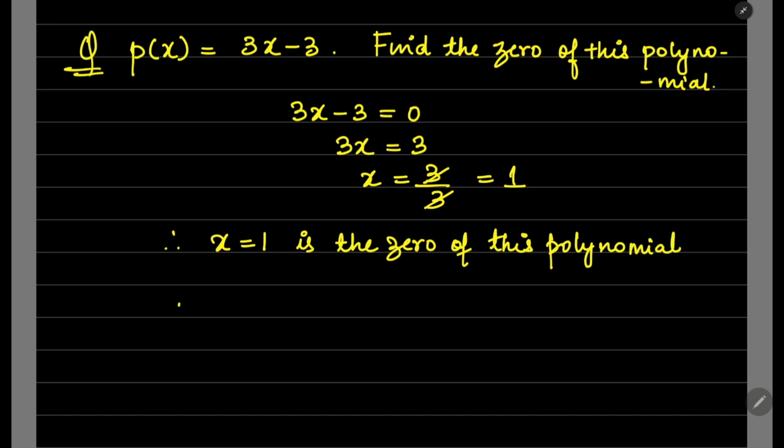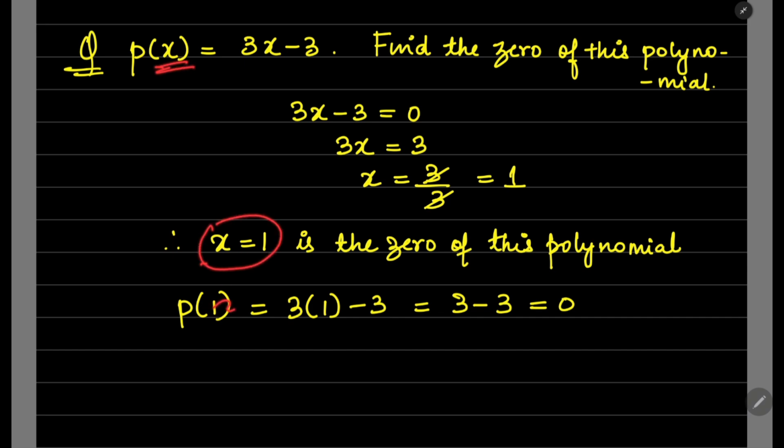So if you substitute P of 1, what will you get? 3 into 1 minus 3, which is 3 minus 3, which is 0. So what is that x value which is giving the value of the polynomial as 0? It is 1. When you substitute 1 in place of x, the value of the polynomial is 0. That is why x equal to 1 is the zero of this polynomial.